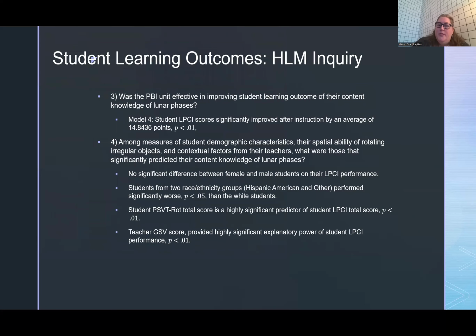So model 4 shows that the unit was effective in increasing student understanding of lunar phases. It predicted that on average, students would increase their scores by 14.8 points from pre to post instruction. This again was not a surprise, as previous research has shown that this unit is effective in improving both students' understanding of moon phases as well as increasing their spatial thinking ability. As far as significant predictors, we were surprised to find that gender was not significant. As in previous research, we have seen differences between genders.